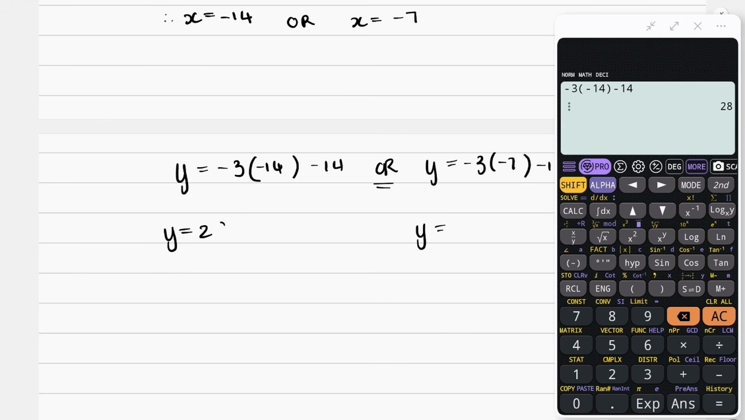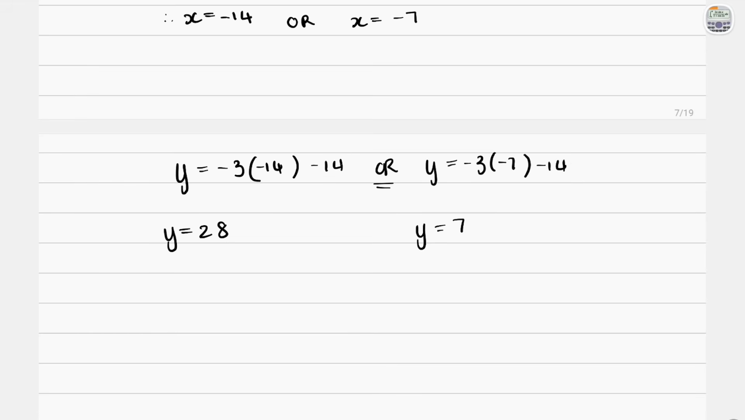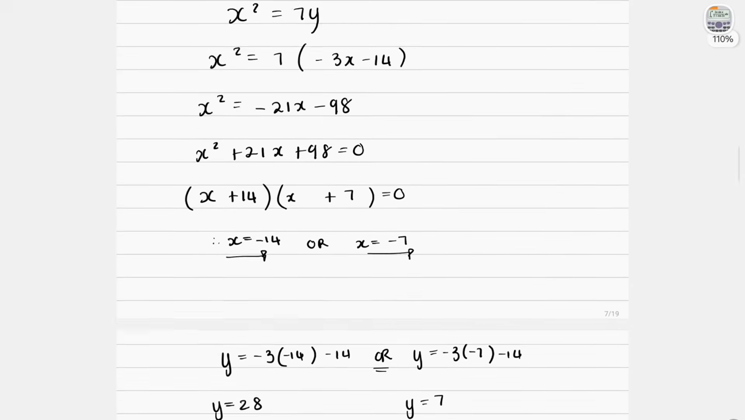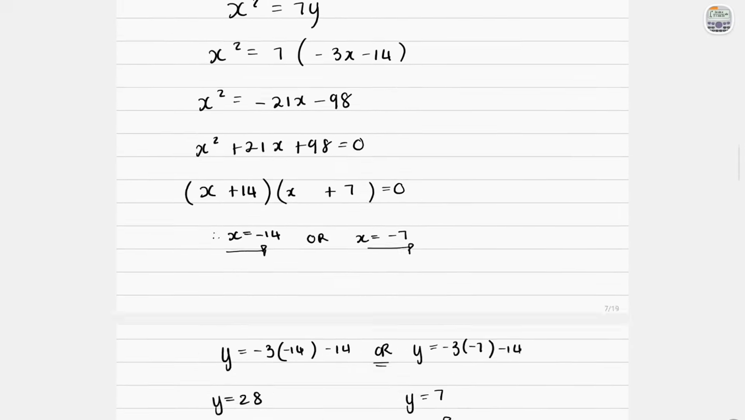Okay, so the first is 28. And if we substitute negative 7, we get 7. Okay, so these are our answers to this simultaneous equation. x is equal to negative 14, while y is equal to 28, or x is equal to negative 7, while y is equal to positive 7. And that is it for question 2.